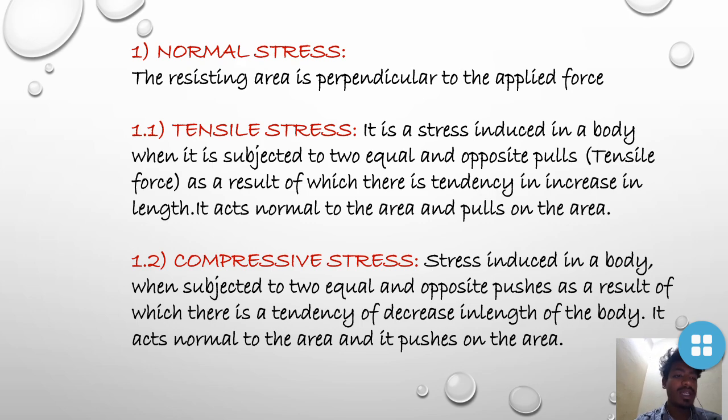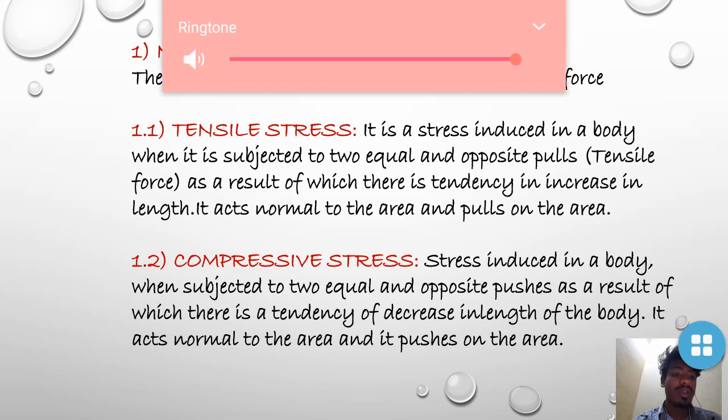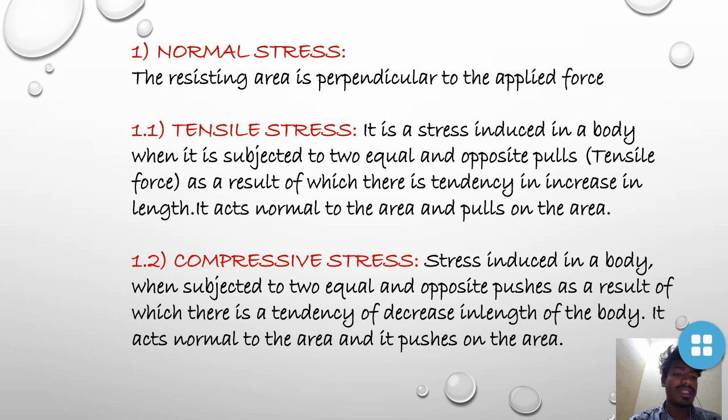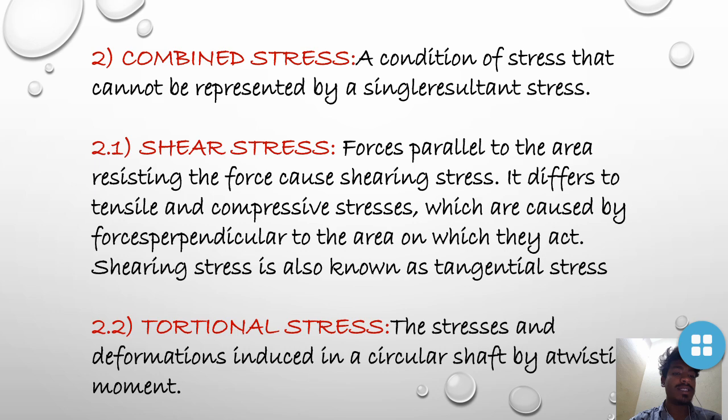Compressive stress. Stress induced in a body when subjected to two equal and opposite pushes, as a result of which there is a tendency of decrease in length of the body. It acts normal to the area, and it pushes on the area. So stress induced in a body subjected to two equal and opposite pushes is known as compressive stress, in which the body length will be decreased, and which acts normal to the area and pushes on the area.